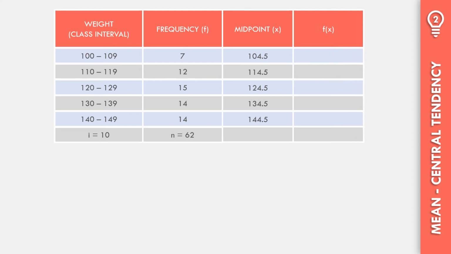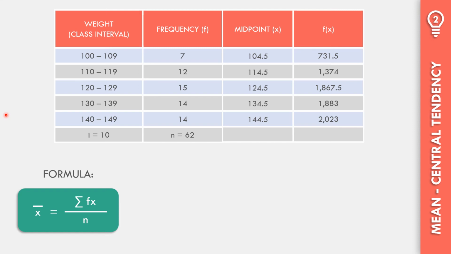Let us continue to solve for the f times x. Let us multiply frequency times the midpoint. 7 times 104.5, the answer is equal to 731.5. 12 times 114.5, that is equal to 1,374. 15 times 124.5, that is 1,867.5. 14 times 134.5, that is equal to 1,883. 14 times 144.5, that is equal to 2,023.